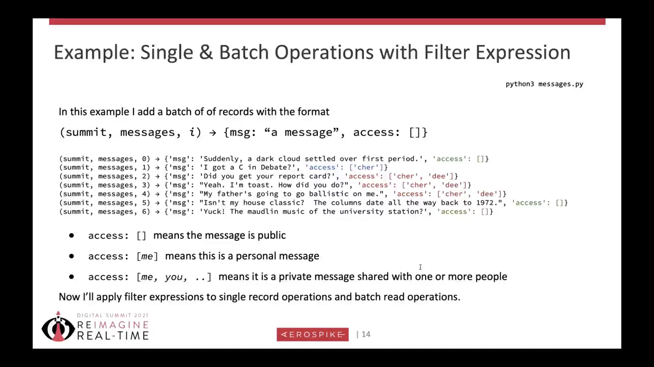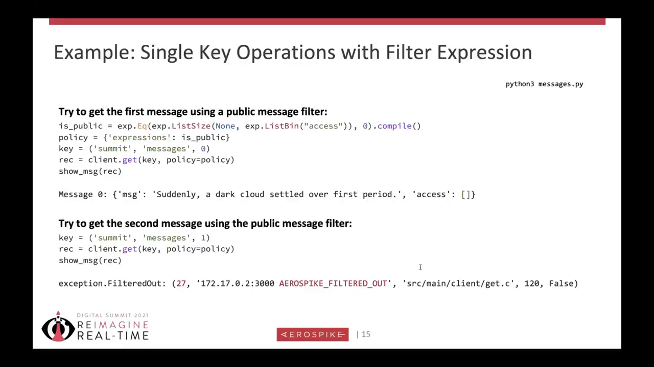Now we're going to apply filter expressions to single record operations and batch read operations. So first thing, let's try to get the first message using a public message filter. So we're building a key. The key would be, using the user key integer 0. And we're going to use this filter expression, which basically checks the size of the list bin called access, and checking that it's 0. And if it's 0, that means this is a public message. So we're going to apply that to message 0, and you can see that we're getting it back.